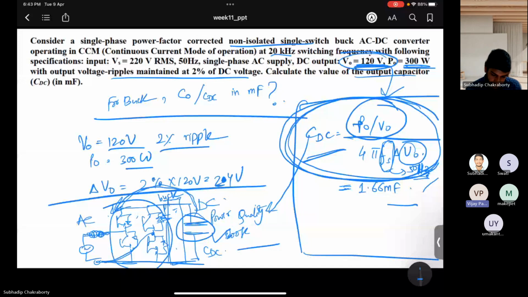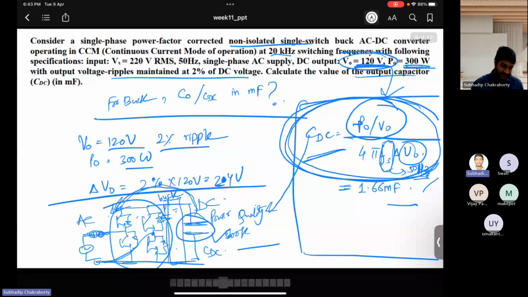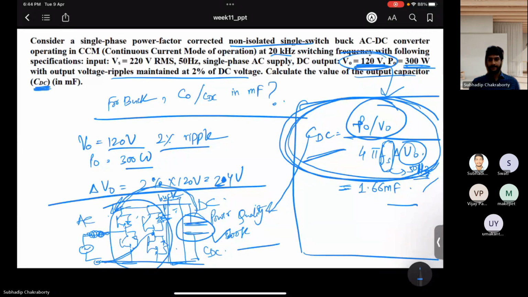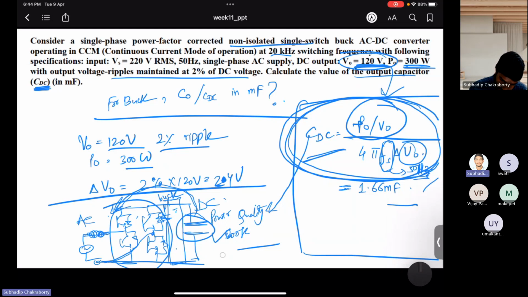Yes, sir. Sir, what is only Fs, sir? Just please repeat, your voice was not clear. Fs value, sir? Fs is 50 hertz, the line frequency value. Okay. You can use this directly to calculate the value of CDC, right? The DC link capacitor I'm talking about, right? So let me be clear here. Did you understand which capacitor value we calculated here?